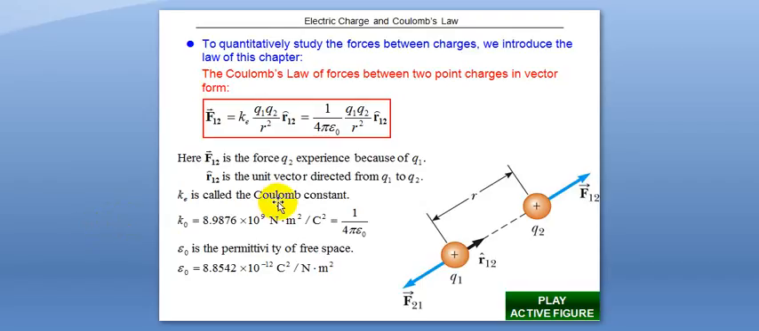Then k is the Coulomb constant, as I said earlier. The value of k is 8.9876 times 10 to the power 9 newton meter squared per coulomb squared, and its value is 1 over 4 pi epsilon naught. And epsilon naught is the permittivity of free space. Epsilon naught's value is 8.8452 times 10 to the power minus 12 coulomb squared per newton meter squared.